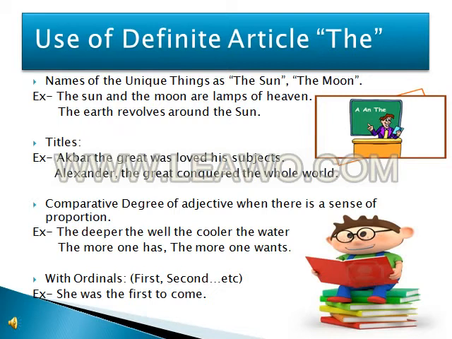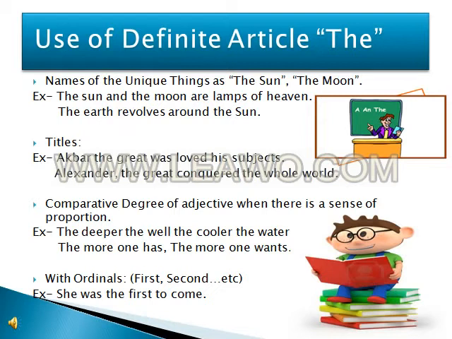That is unique. Next, titles. Before the titles, we use article the. Akbar the Great was loved by his subjects. Next, Alexander the Great conquered the whole world. Clear? So we use article the before the titles.